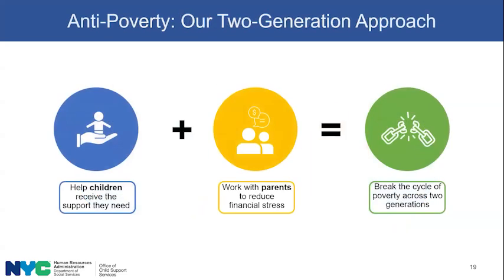Because of this, we've adopted an approach that looks at outcomes for 2 generations. We help children receive the support they need, and we also work with parents to reduce financial stress and to connect them to services, most importantly. Our goal is to help break the cycle of poverty across 2 generations. And the bottom line is that child support can improve child welfare. Next slide.